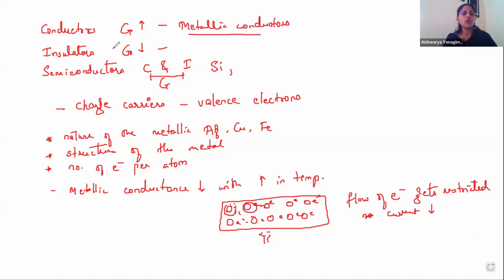Fine. Now let's talk about the second type of conductance, that is electrolytic conductance. Electrolytic conductance means what? Metallic conductance is conductance of electricity by metals. Electrolytic conductance is conductance of electricity by electrolyte. Actually, not exactly, but by the ions present in the electrolyte.